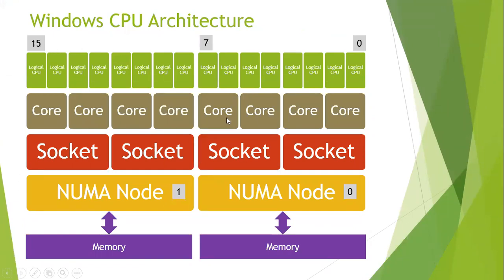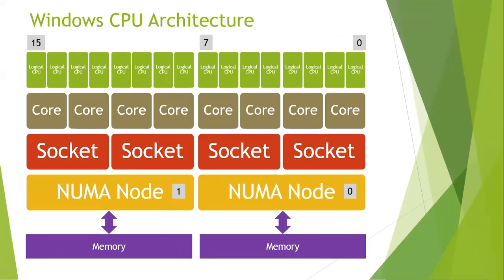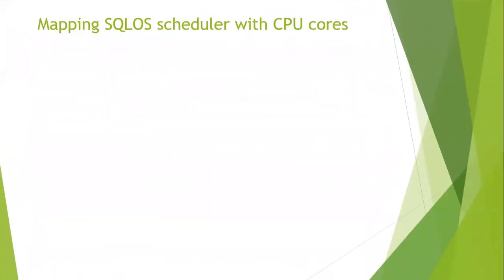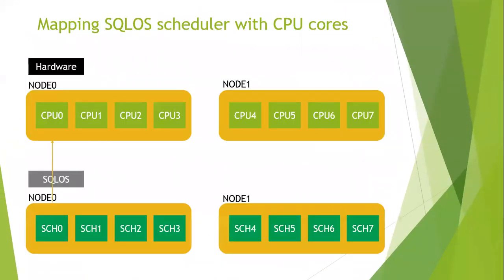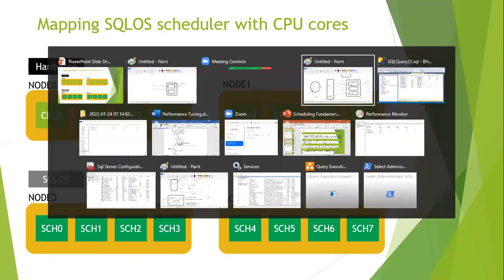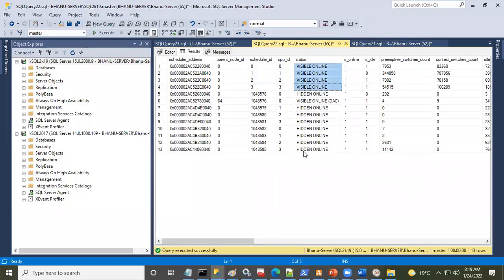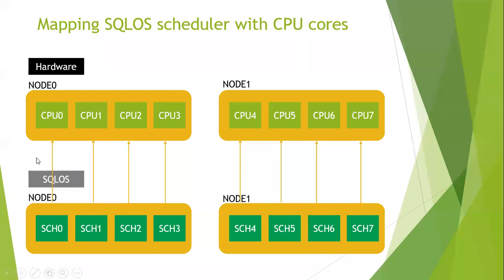The remaining are all grouped to another NUMA node, right? So this is a high level mapping between SQL Server and the Windows operating system. So what does it mean? We have 4 CPUs I have shown you, right? These are logical CPUs from the SQL Server perspective. It will be mapped one to one to the physical CPU.